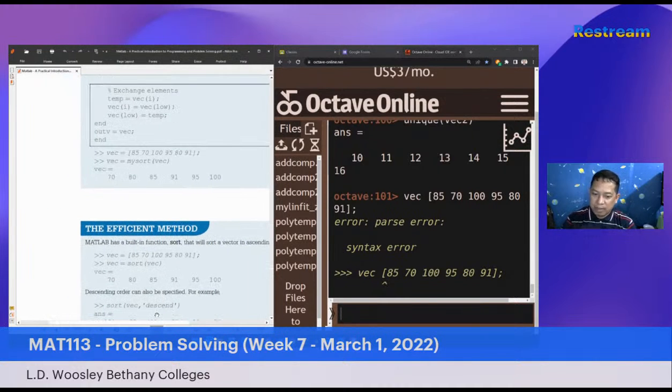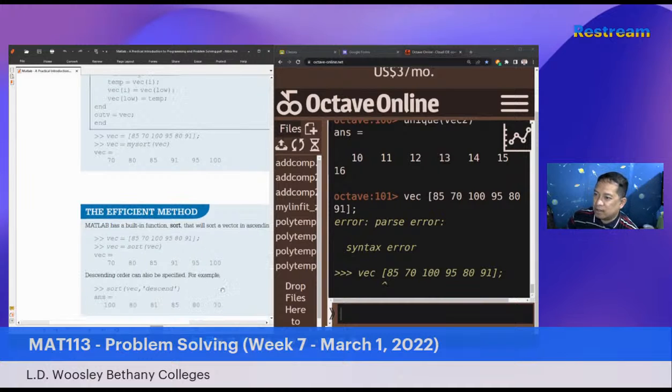Equal sign. Nagkamali ako doon. Dami kong mali. Equal sign. Yes, of course.